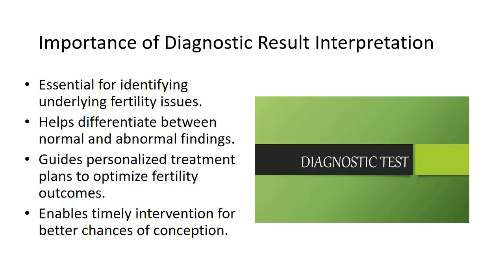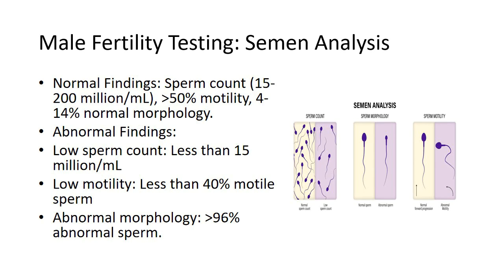1. Male fertility testing. Interpretation of results. Male fertility testing typically involves a semen analysis, hormonal assessments, and genetic testing. Below is an overview of the normal versus abnormal findings for these diagnostic tests. Semen analysis is the most common test for evaluating male fertility. The key components assessed are sperm count, motility, and morphology.